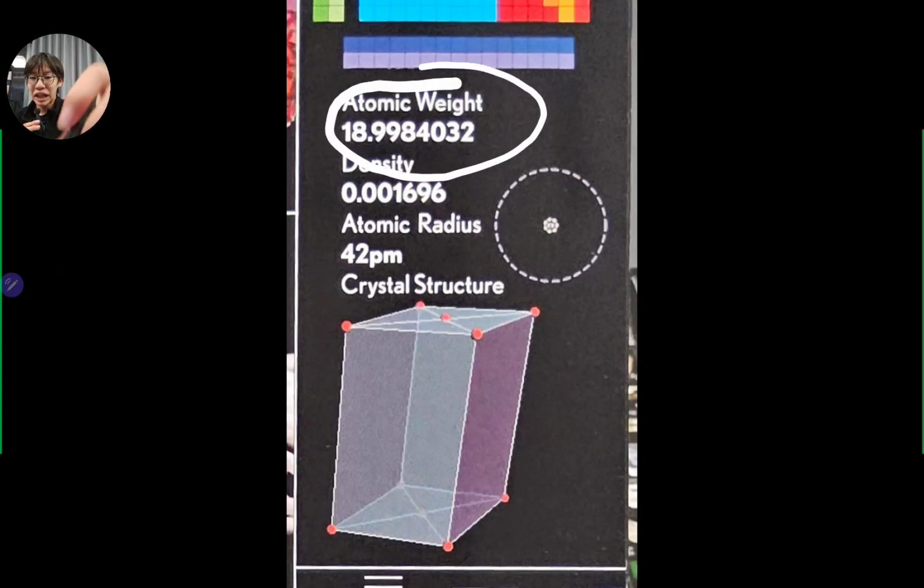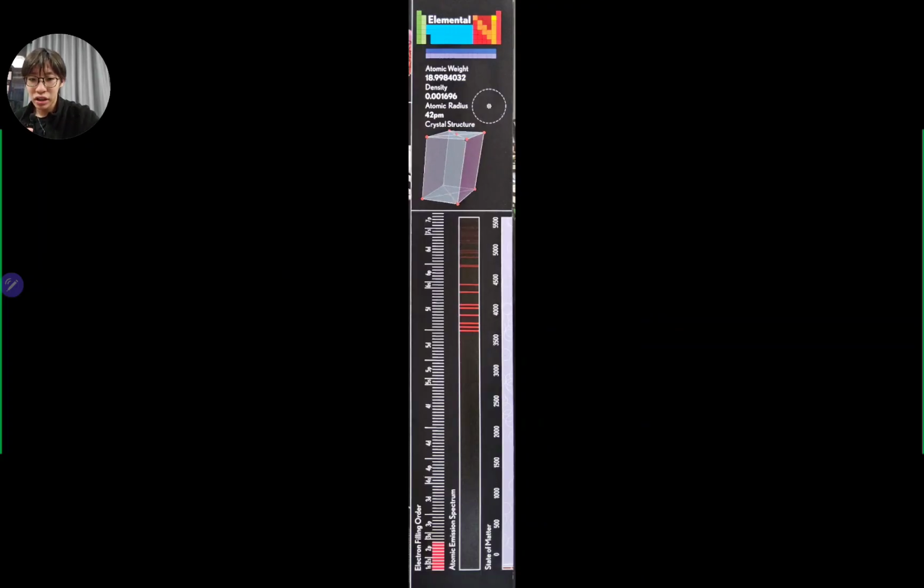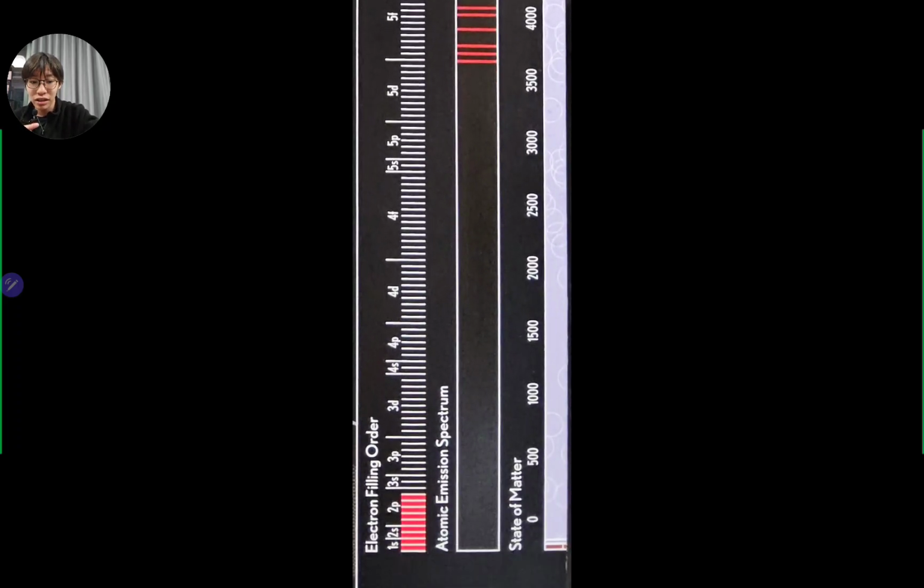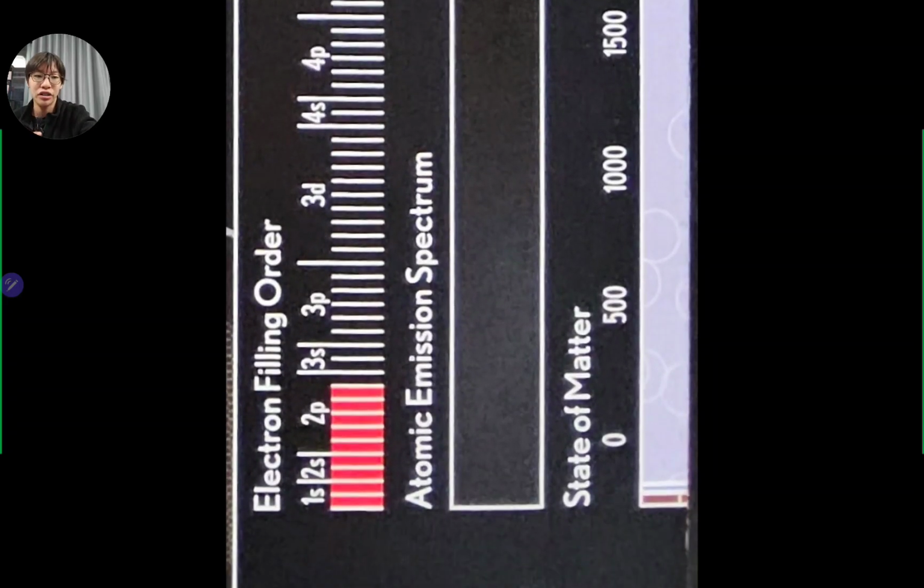It has an atomic weight of 18.9998432. It has a density of 0.001696. And its atomic radius is 42 picometers. Its crystal structure is an oblong cuboid. Its atomic emission spectrum, hey, I got it right. It's only red on the very top, and its electron filling order, it's starting to come up. And it's only found as a gas form in nature, except for that small exception of liquids and solids.